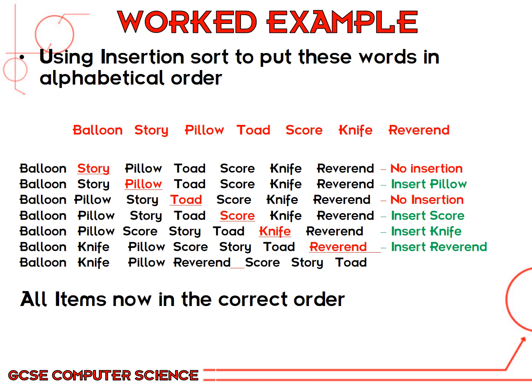The best way of remembering this and getting it right, I think, is to imagine a pointer, and the pointer is moving up by one as you do each line. So for the start, the pointer points to story, and then on the next line, the pointer moves to pillow, and then the next line, pointer moves to toad, and so on until you get to the end of the list.